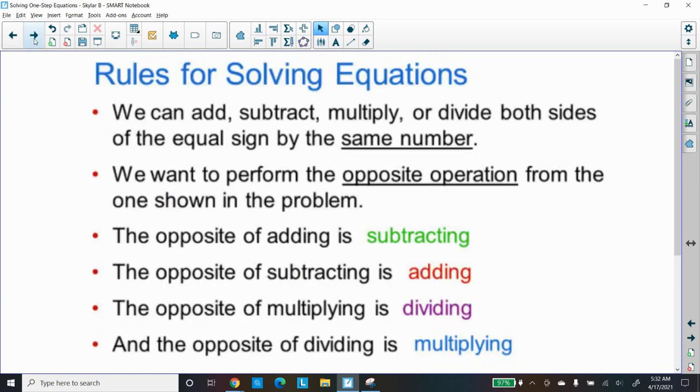So let's get going. The rules for solving equations. Remember, we can add, subtract, multiply, or divide both sides of the equal sign by the same number. That's important. It's got to be the same number. We want to perform the opposite operation from the one shown in the problem. The opposite of adding, remember, is subtracting. The opposite of subtracting is adding. The opposite of multiplying is dividing. The opposite of dividing is multiplying.